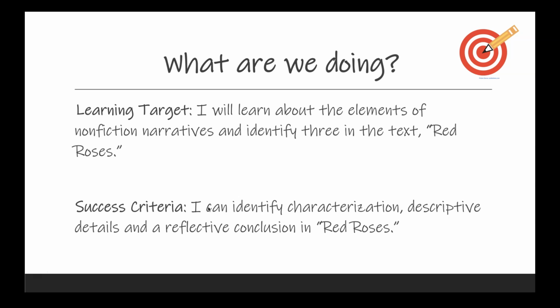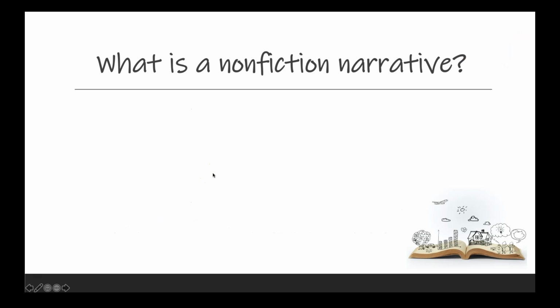Today, we're going to learn about the different elements of a nonfiction narrative, and then we're going to actually identify 3 in the text from yesterday, Red Roses. So by the end of today, you should be able to identify characterization, descriptive details, and reflective conclusion within Red Roses. So let's get started.